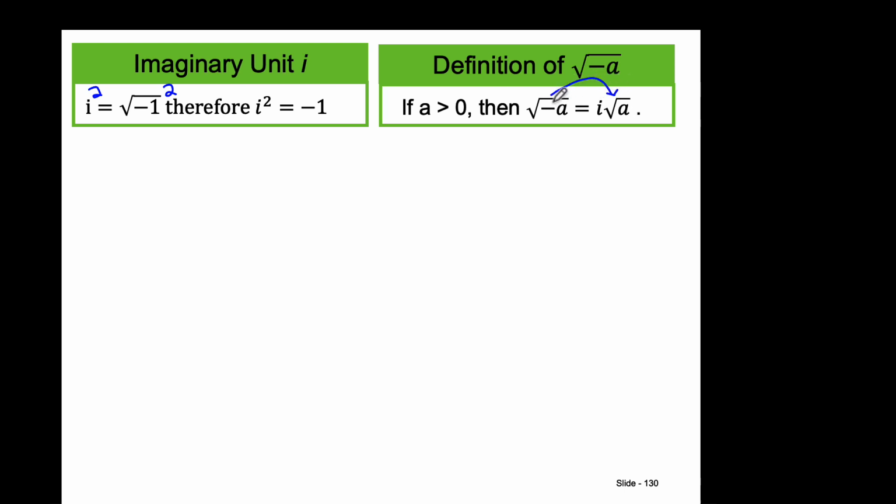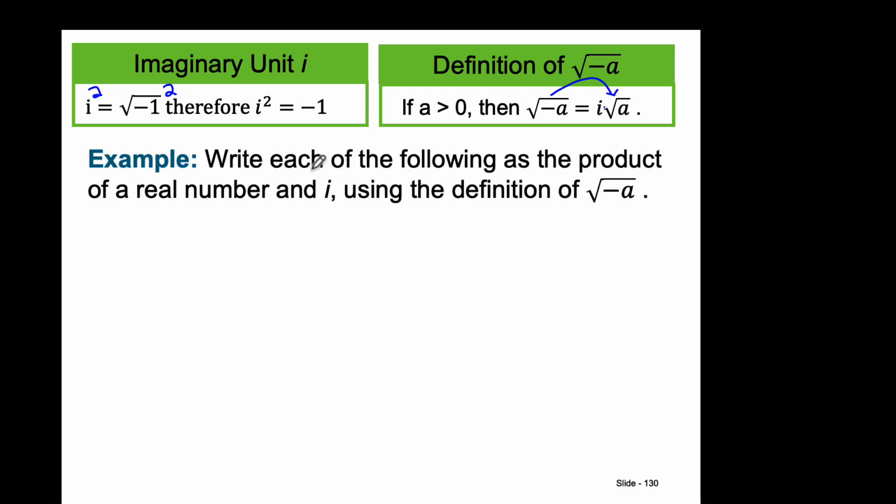This is important, being able to get from the square root of -a being equivalent to, take the imaginary portion out, and we have radical a here. And this is a product, okay? They're multiplied together. Let's look at some examples. Write each of the following as the product of a real number and i, using the definition that we just went over, where the square root of -a is equal to i times the square root of a.